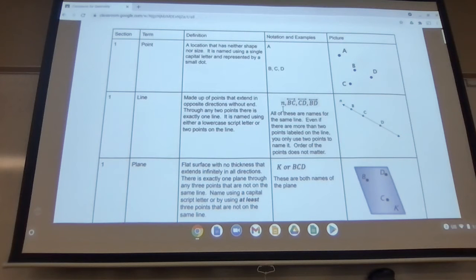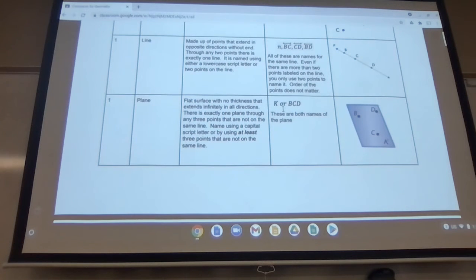But just remember with a line, you're going to have 2 points. Typically, you use 2 points to name the line. Any questions with the line?